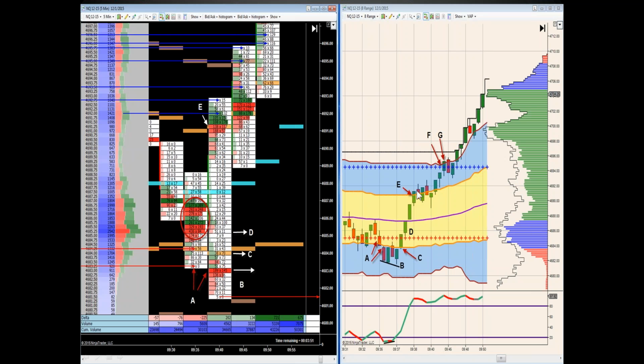Now, even if you took it here at E, you would have never been stopped out down here on this retracement. So whether you got in here or on any of these bars, as long as you had the buyers coming in, you could take that.